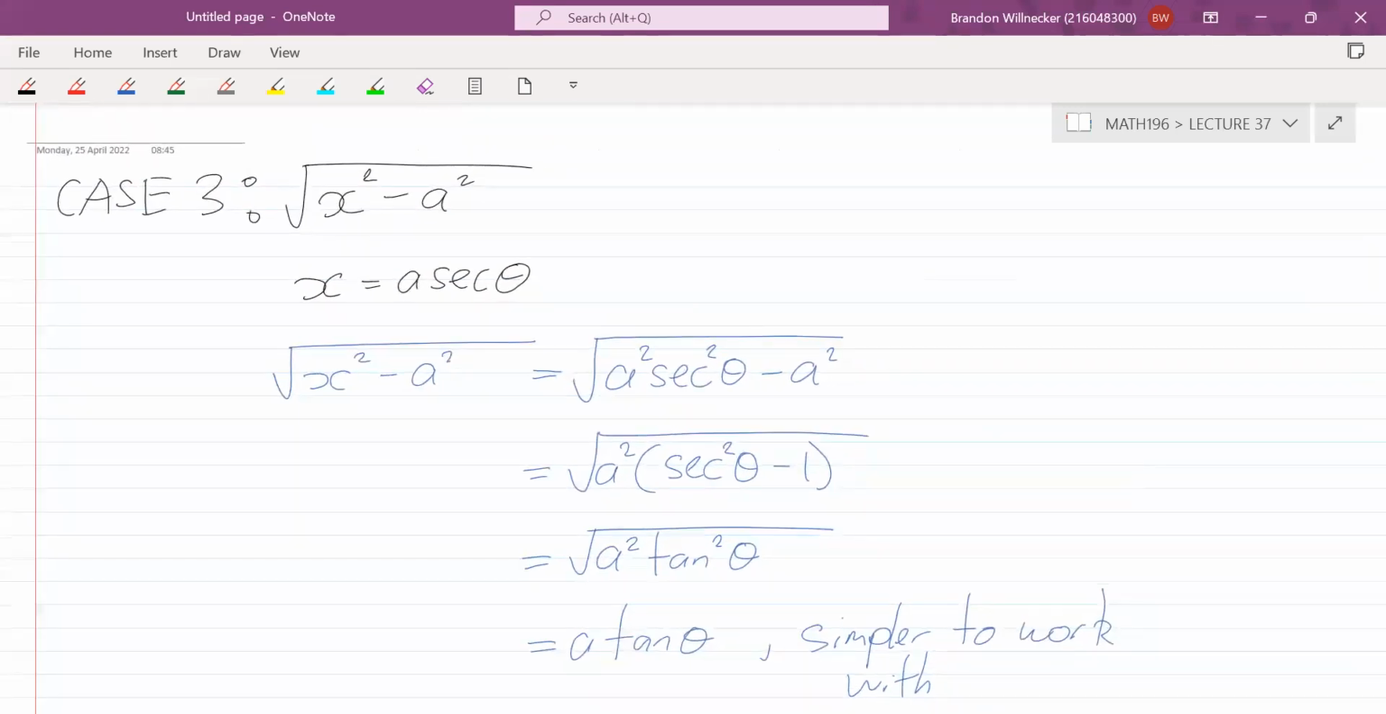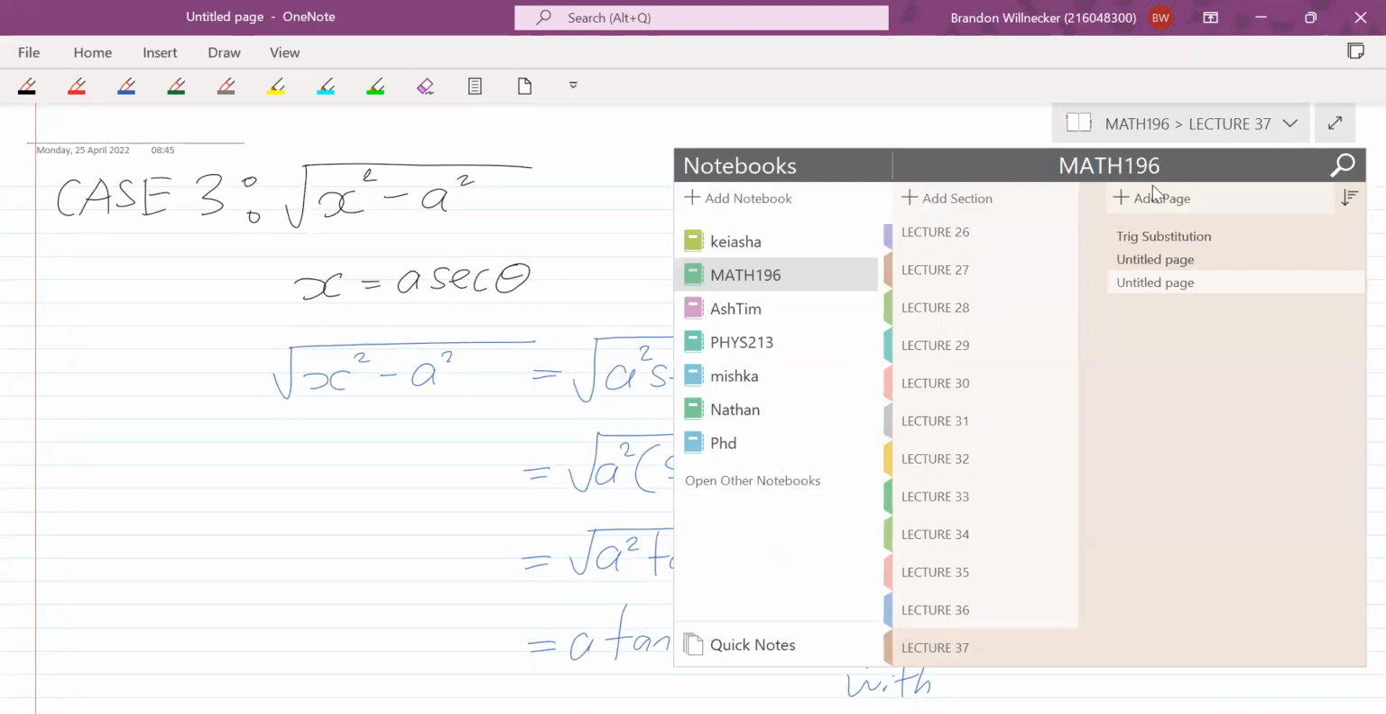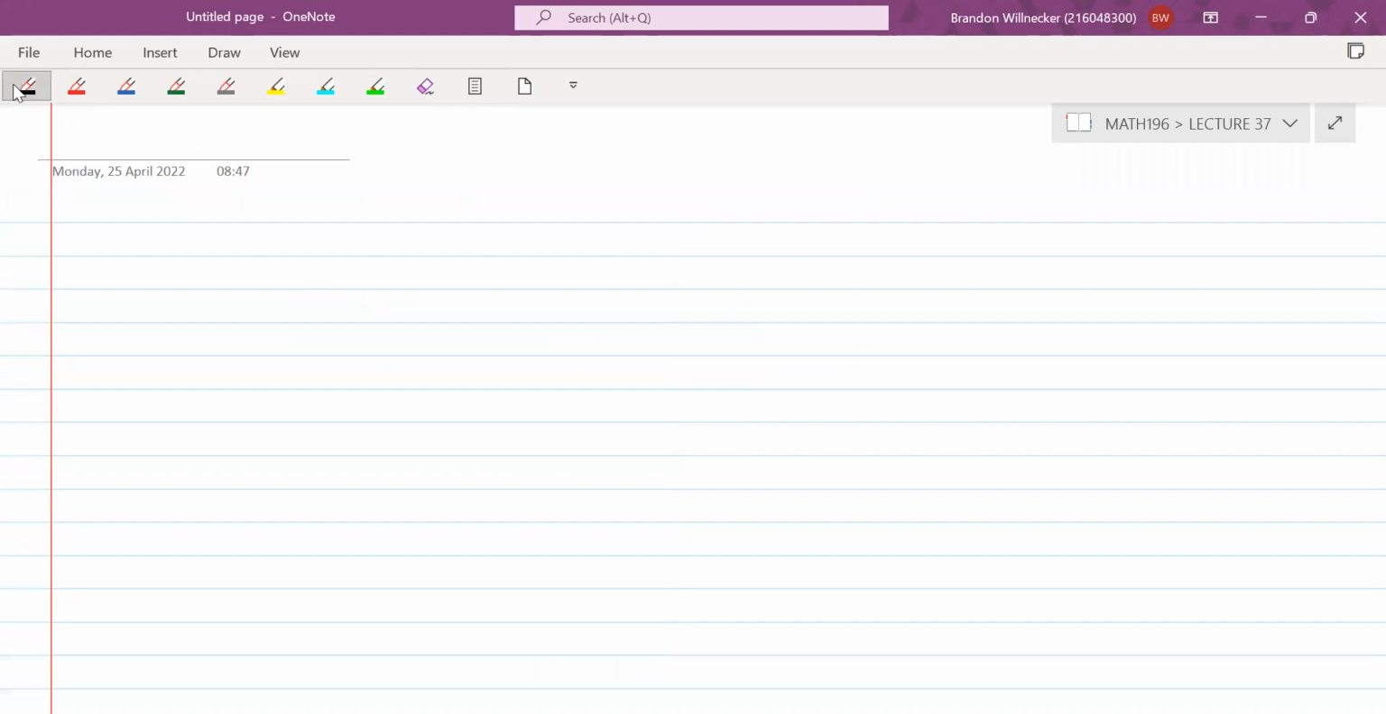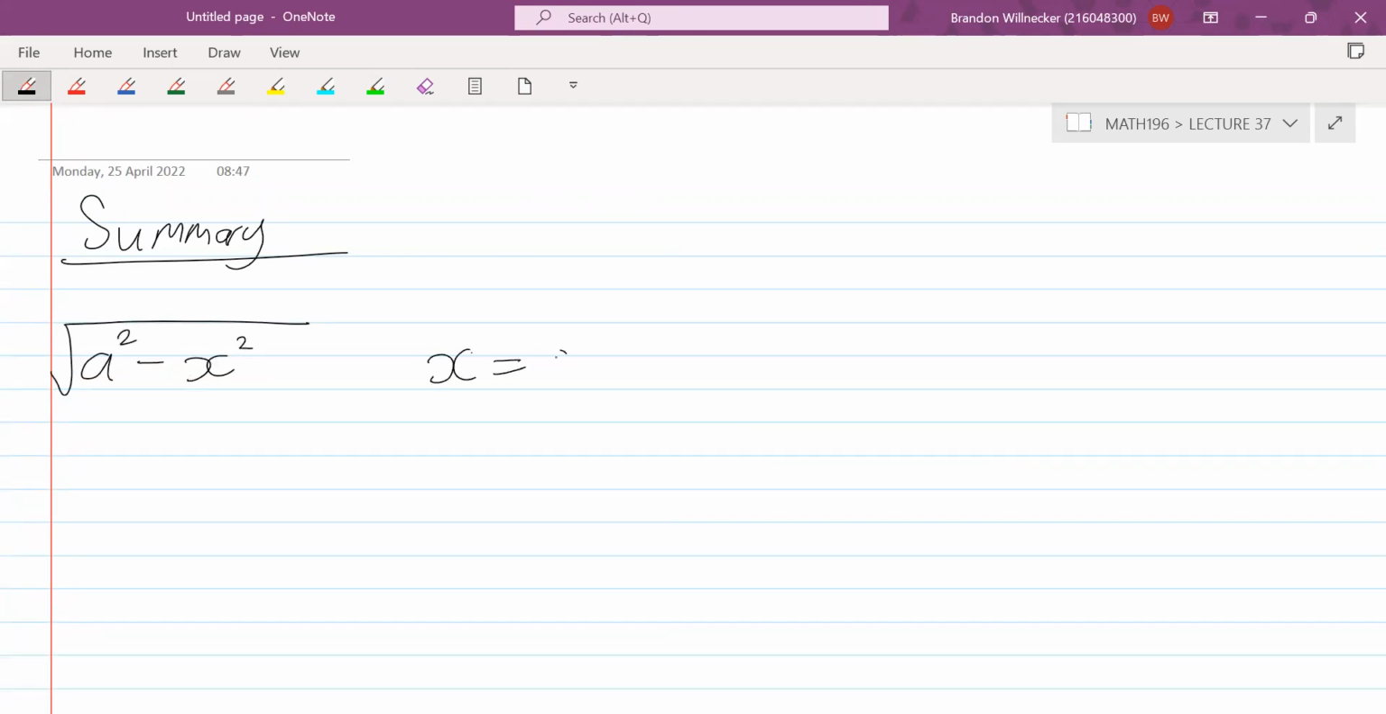Okay, so that's the reason why we make these specific substitutions. Let's do a little summary of that so that we can refer to it later. If your integral has a squared minus x squared, then we say x is equal to a sine theta. And then, of course, dx will be a cos theta d theta.